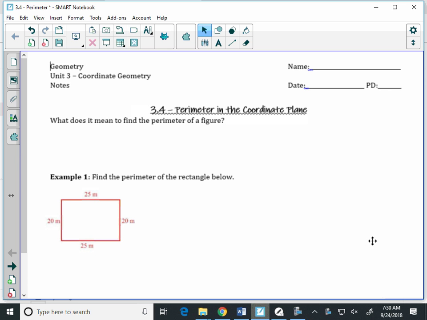Finding the perimeter in a coordinate plane. We found perimeter a long, long time ago in your earlier math years. When you're asked to find the perimeter, what does that mean to do? When you directly say, find the perimeter of this figure, what do you do?